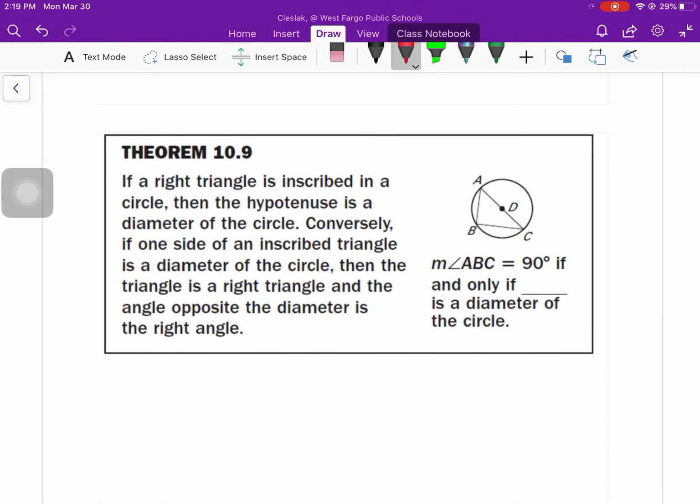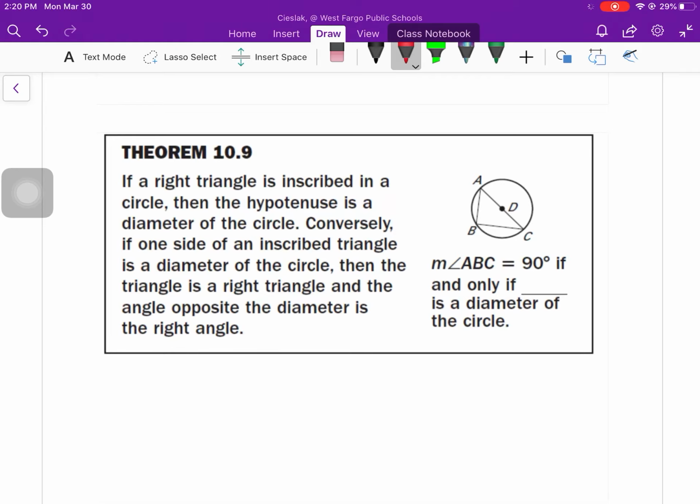Okay. So then theorem 10.9 says if a right triangle is inscribed in a circle, then the hypotenuse is a diameter of the circle. Conversely, if one side of an inscribed triangle is the diameter of a circle, then the triangle is a right triangle, and the angle opposite the diameter is the right angle.